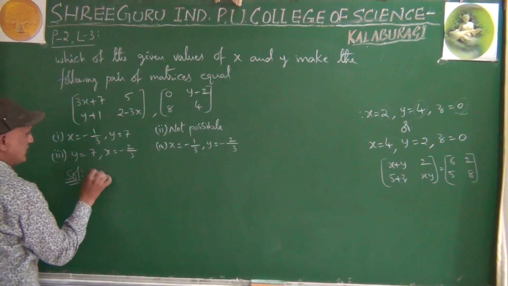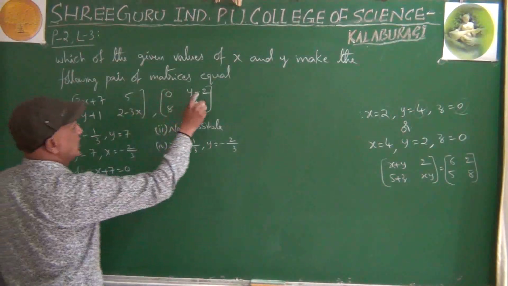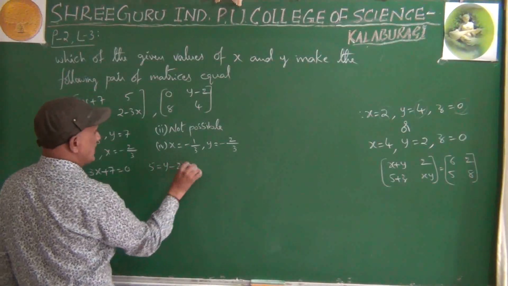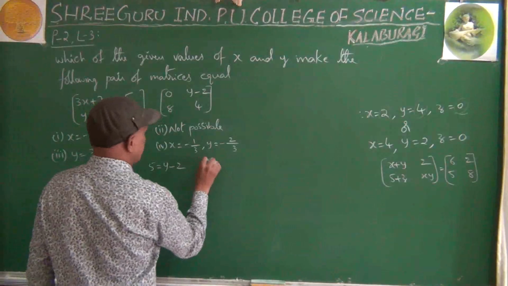3x plus 7 equal to 0. 5 equals y minus 2. y plus 1 equal to 8.